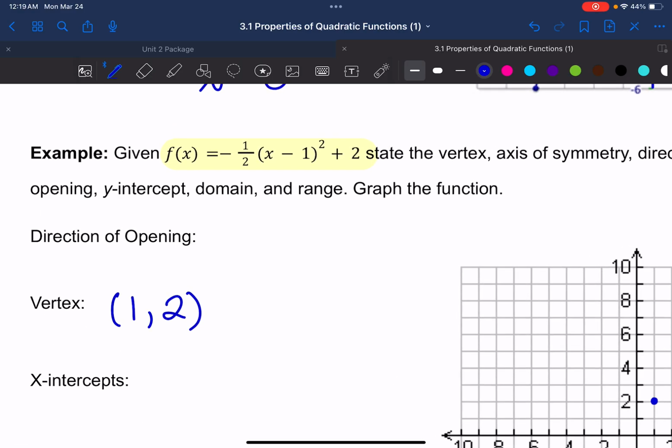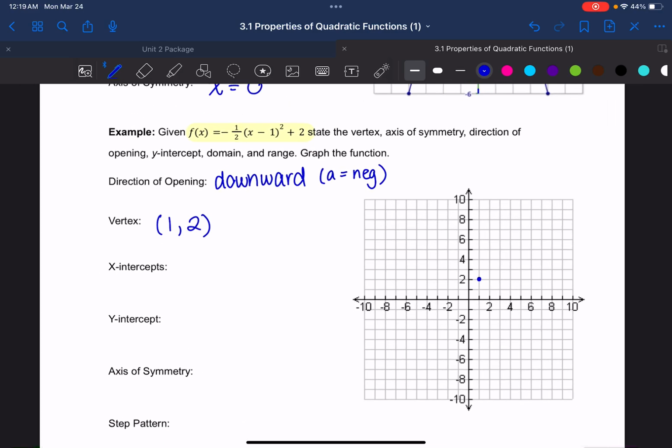If I'm looking at direction of opening, I'm looking at the sign of my leading coefficient, which it looks like is negative. And we said negative means frowning or opening downward. So this also gives me a little bit of help in terms of visualizing what this is going to look like.